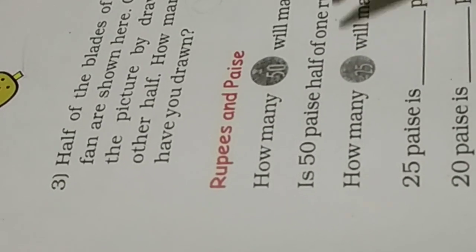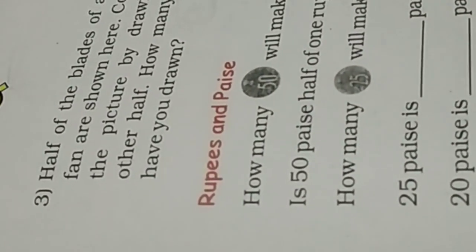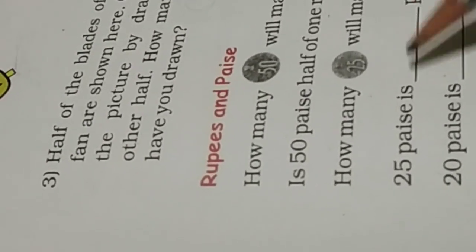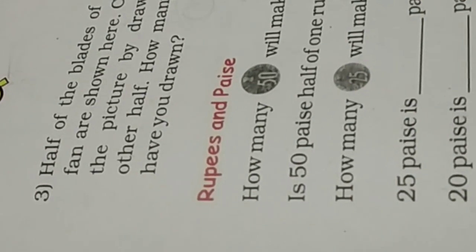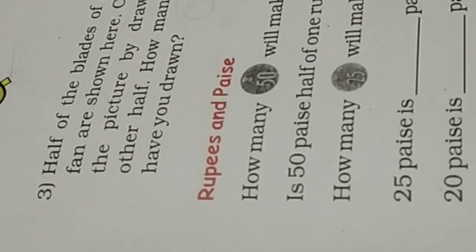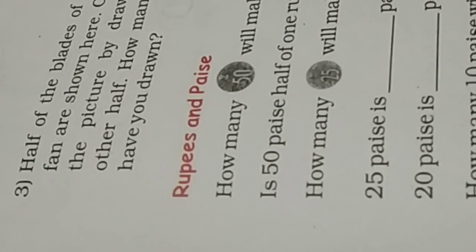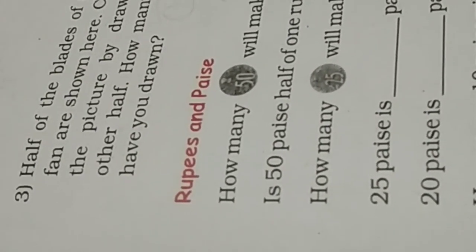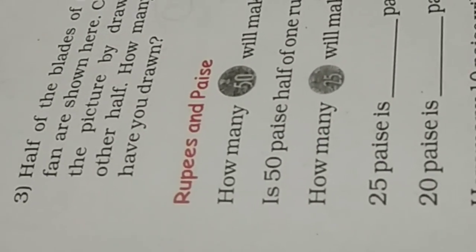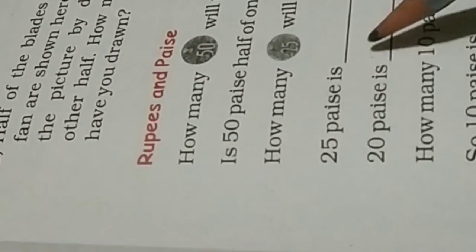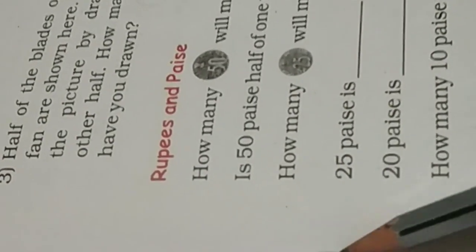Then is 50 paise half of 1 rupee? Yes, sir. So we know that we have to get 50 and 50. Then we will get 100. So that 100 will be 1 rupee. How many 25 paise are needed? So we know that 25 is half of 50. So we need 4, double of 2. 25 plus 25, 50. 50 plus 25, 75. Then 75 plus 25, 100 paise. 100 paise will be 1 rupee. So 25 paise, we need 4. Okay. 1, 2, 3, 4. So 25 paise will be 1/4 part of 1 rupee.